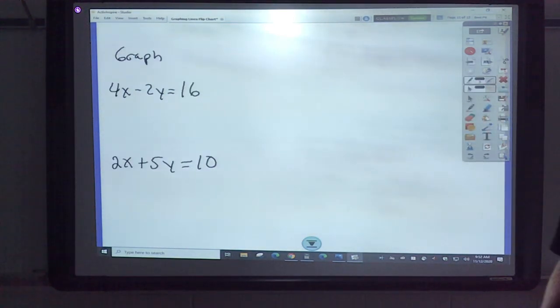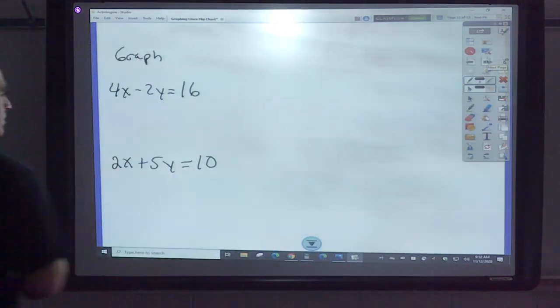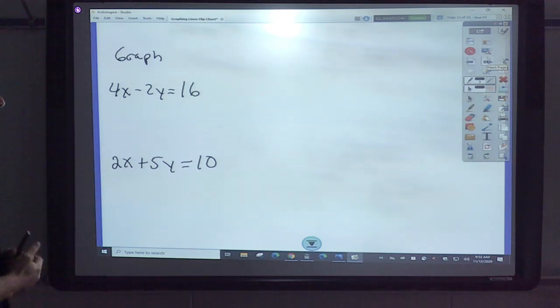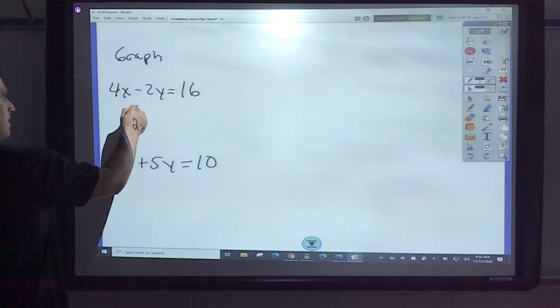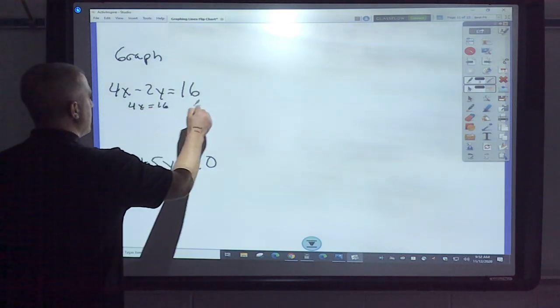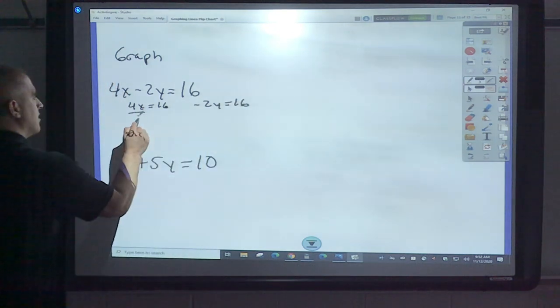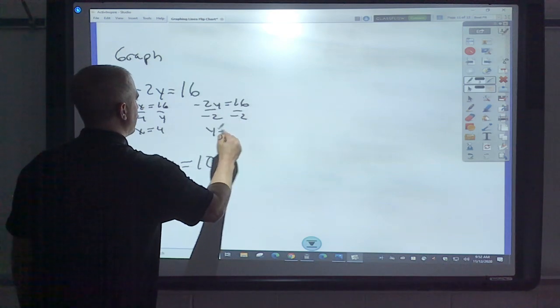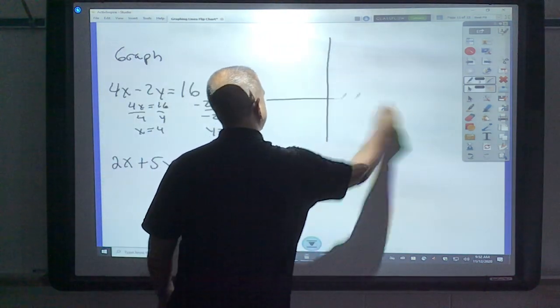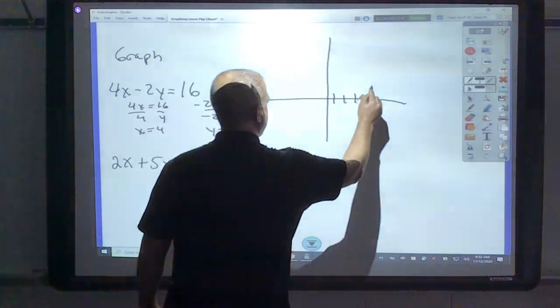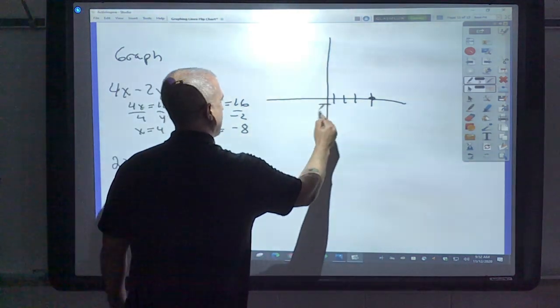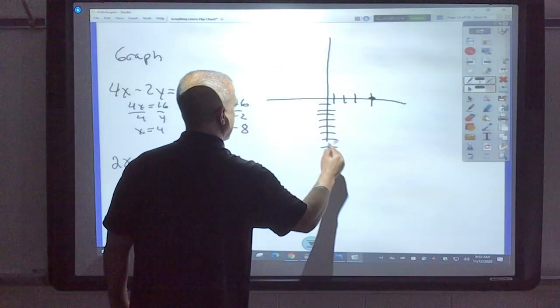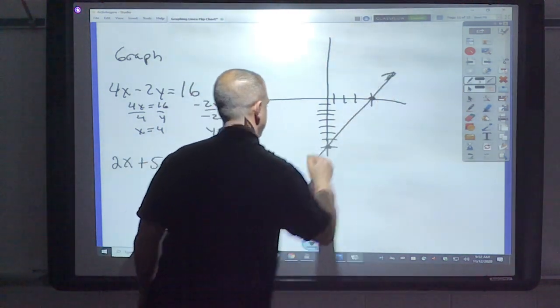Okay? So what I would like you guys to do is go ahead and pause your video, and go ahead and graph these two. Okay? So what I'd have to do on this is 4x would equal 16. Negative 2y would equal 16. Divide by 4, I got x is 4. Divide by -2, I got y is -8. Okay? So I got an x-intercept of 4, 1, 2, 3, and 4. I have a y-intercept of -8, 3, 4, 5, 6, 7, and 8. Okay? Boom. Just like that.